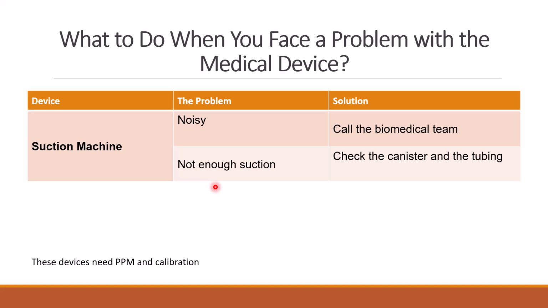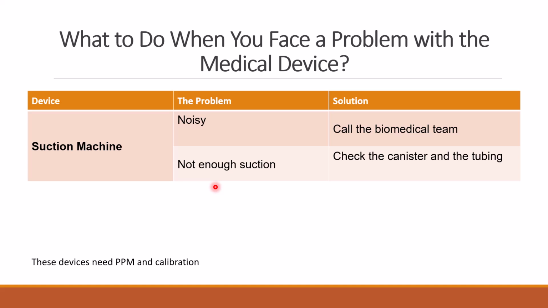When we don't have enough suction, we need to check the canister and check the tubing. Maybe there's occlusion in the tubing line. Maybe there's something else. We need to check the filter also, the filter inside the suction line. So all of these are possibilities.